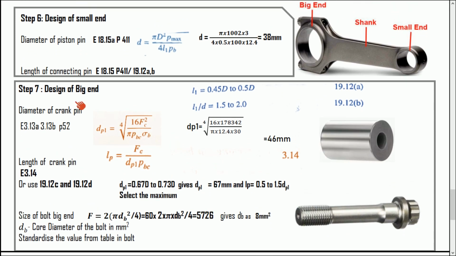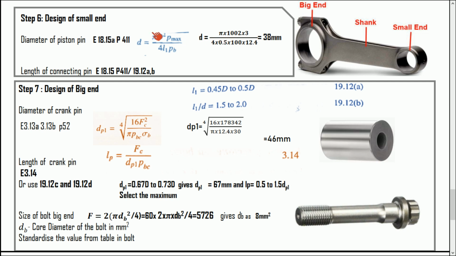Now comes step number 6, where we are supposed to calculate the design of the small end. The small end consists of one main thing, which is the diameter of the piston pin, and the second is the length of the connecting pin, or the piston pin itself. So these are the equations given. All the substitution is straightforward.